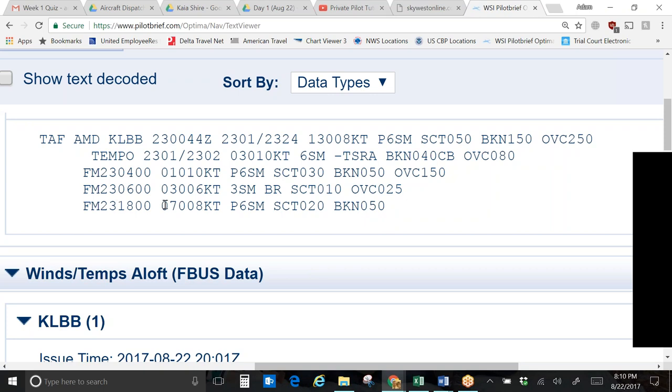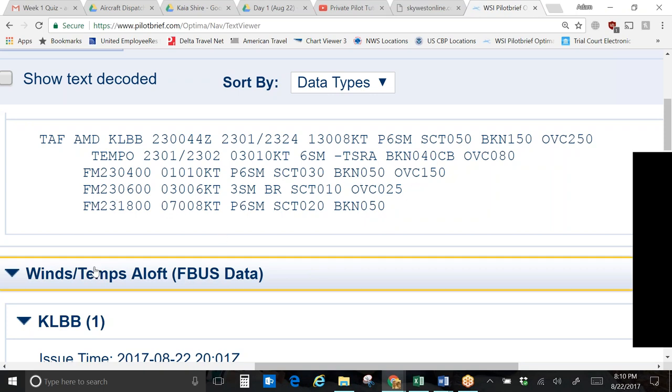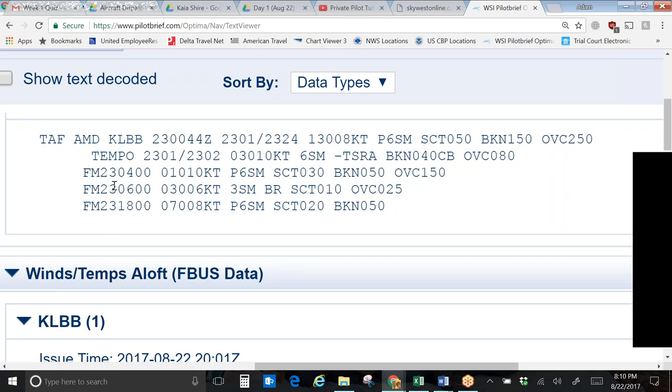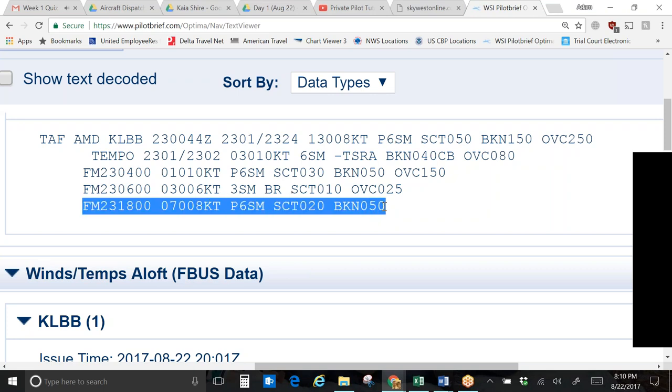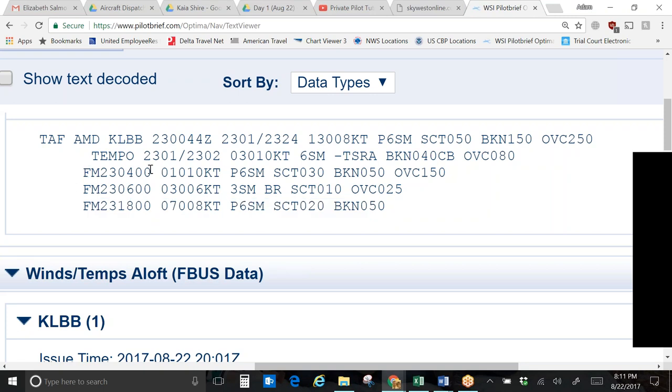So 1800 Zulu. It doesn't change much there. Anyway, that's a TAF. Basically saying the clouds are going to start coming lower, and then they're going to go back up. And after the 1800 hour, let's see, then it just goes back to what it was at the top. Well, no, this one, being the last line here, this is anything after this. So that's the thing about the from lines. Once you see a new from line, everything before that, just erase it. Pretend that it doesn't exist.